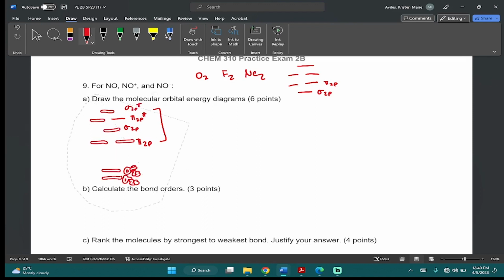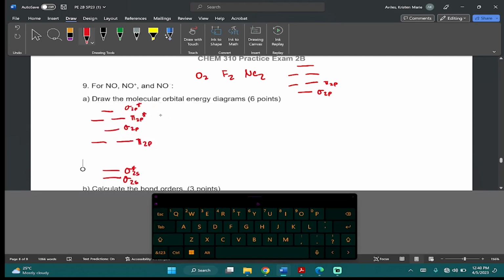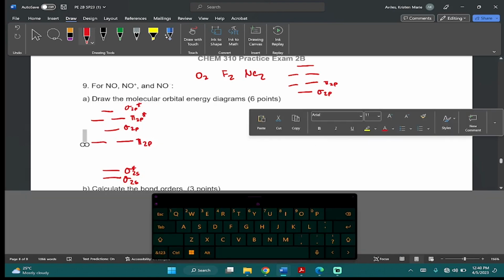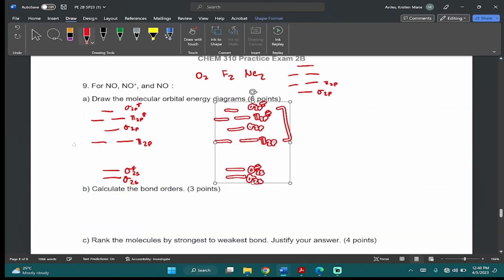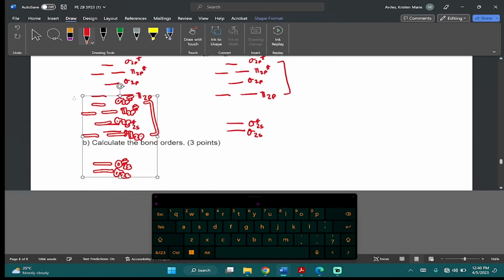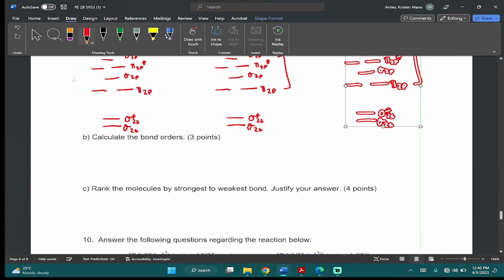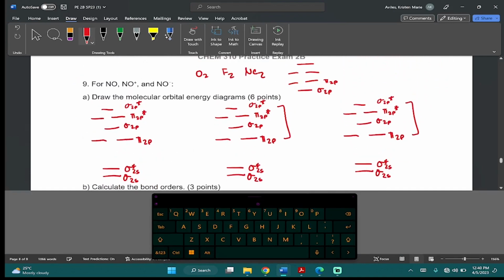So I'm just going to copy and paste this a couple times because we need it a few times. So now we're going to fill them in for each set.